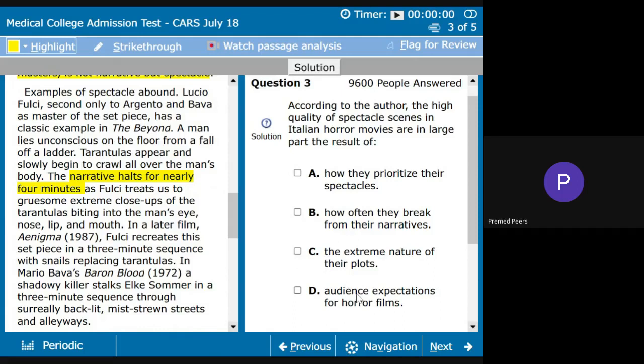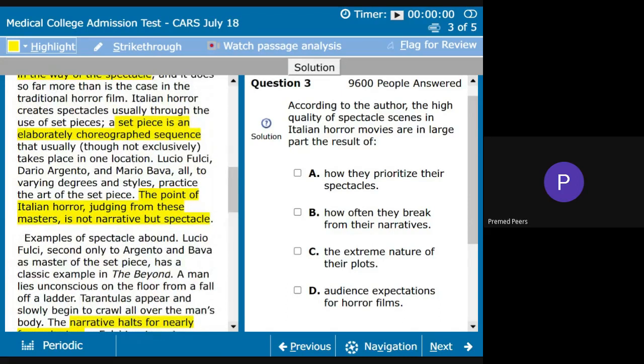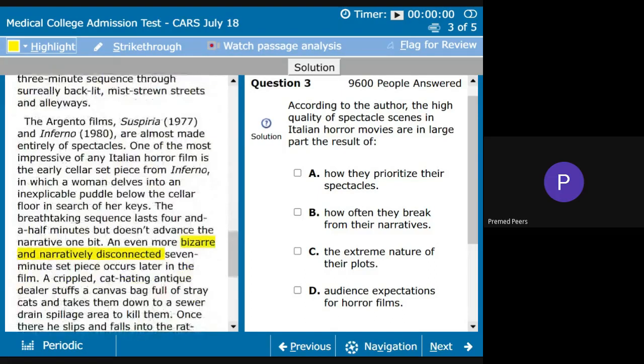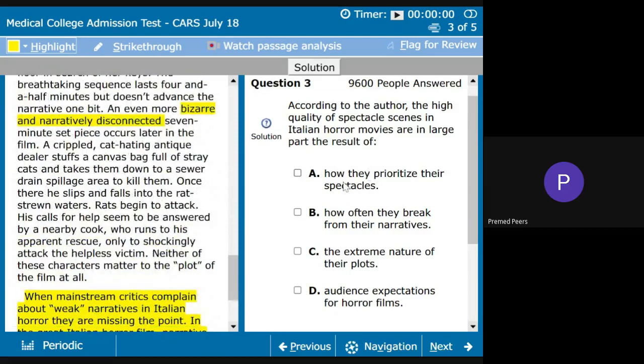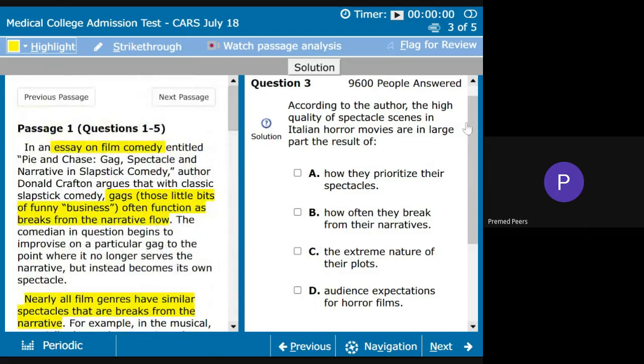And then for D, the audience expectations for horror films. The passage doesn't really talk about audience expectations at all. So that's something you can also cross out just by knowing that it's not something the author mentioned. So A is the correct answer here. Does that make sense to everyone? If you have any questions, feel free to type in the chat or unmute yourself.